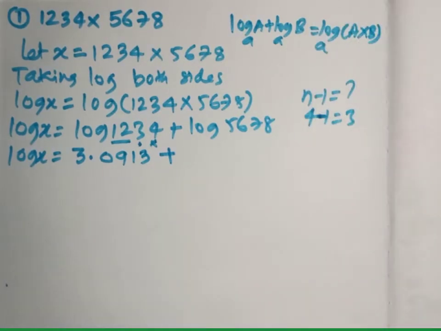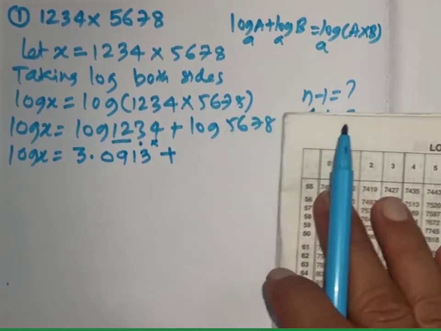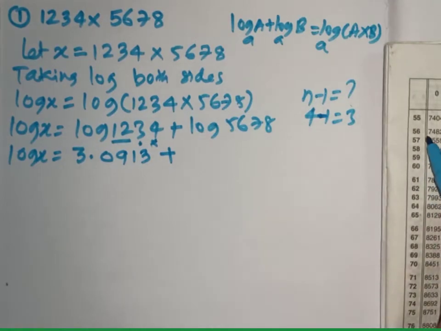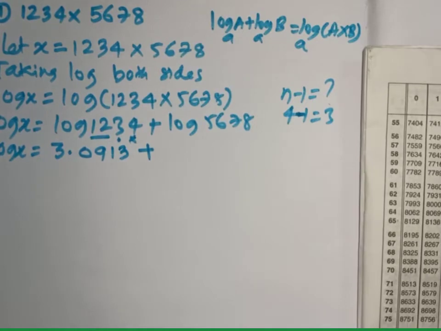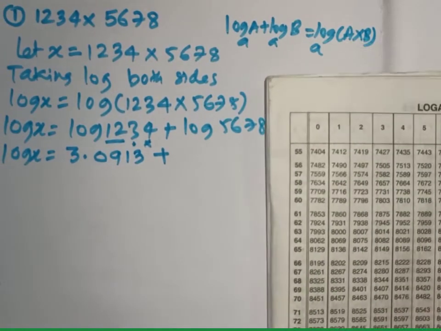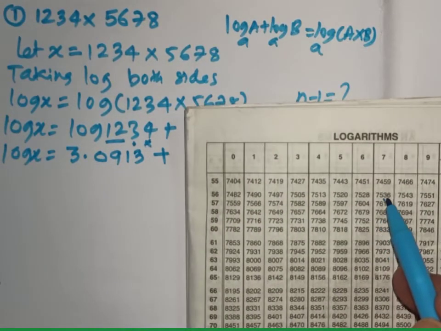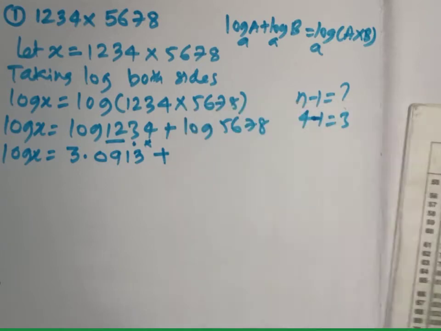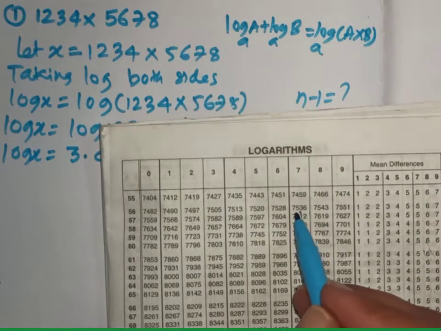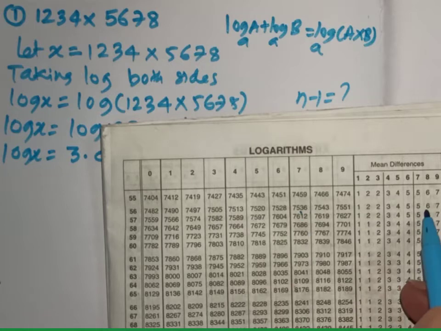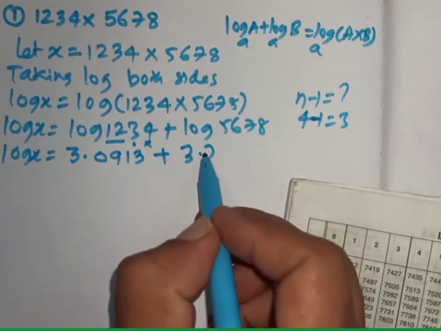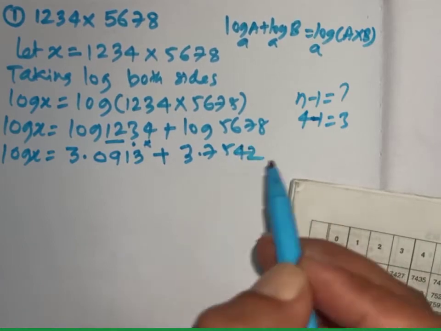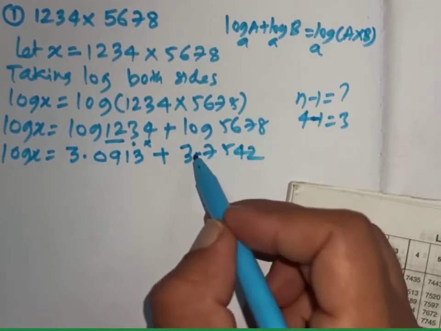Plus, now we need to find the logarithm of 5678, that is 56 under 7, mean difference 8. We'll go to the log tables again. If you see here, log of 56 under 7 comes to 7536, and the mean difference is 8. So we'll add all this. 7536 under mean difference 8 means 6. If you add this, you will get 7542. So you'll get 3.7542. This 3 has come again from 5678, 4 minus 1, the characteristic is 3.